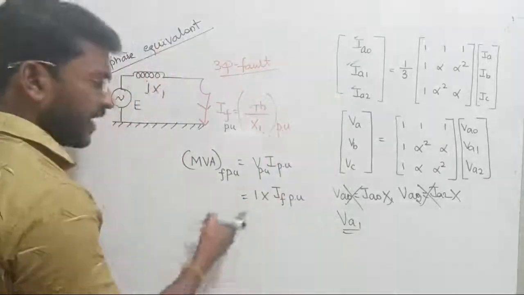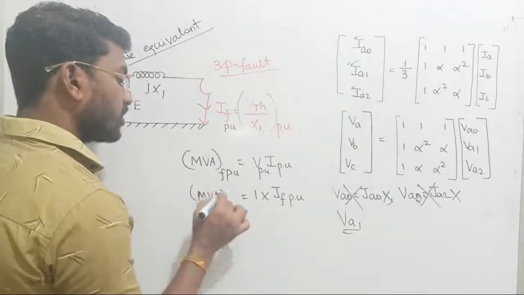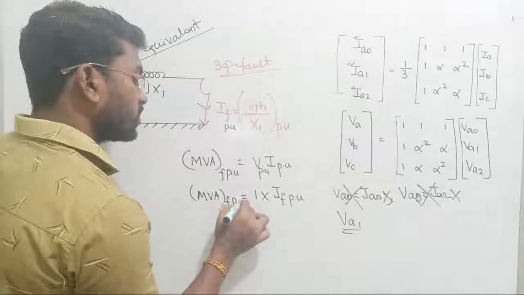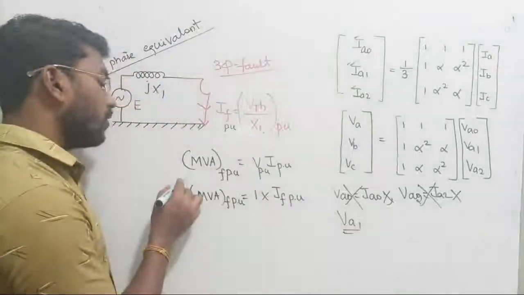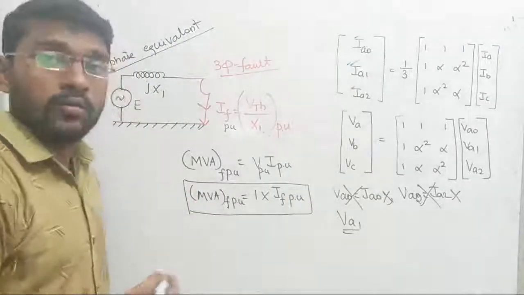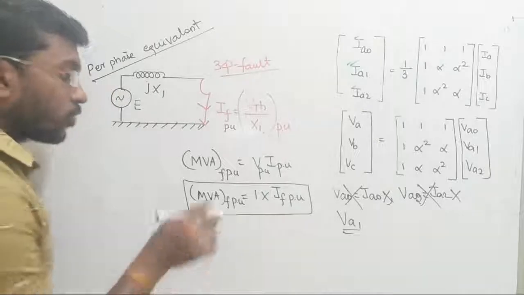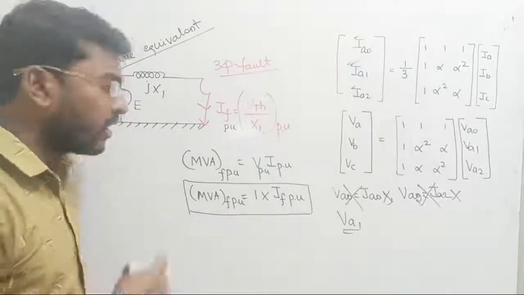So the conclusion is, I have already concluded these things. I hope you all remember. I have given these things in the introduction of our power system analysis. So the conclusion is, fault MVA in per unit is simply equal to fault current in per unit. And then in your question, base MVA will be given. Then what will you do?